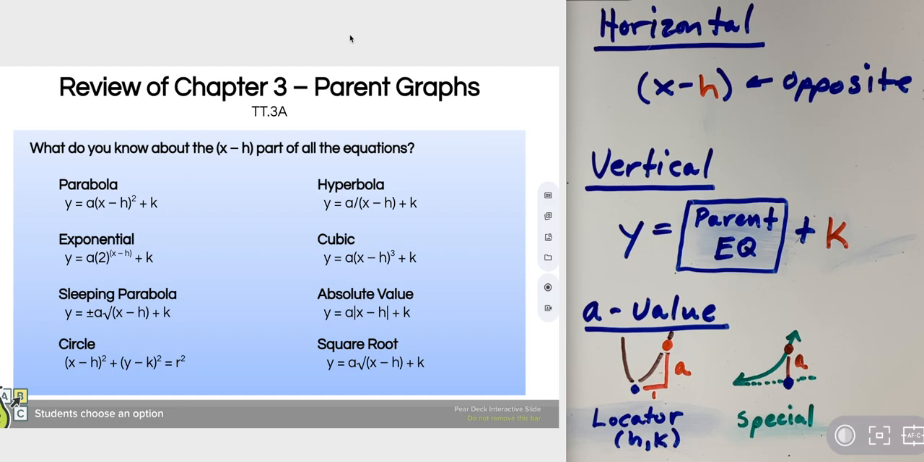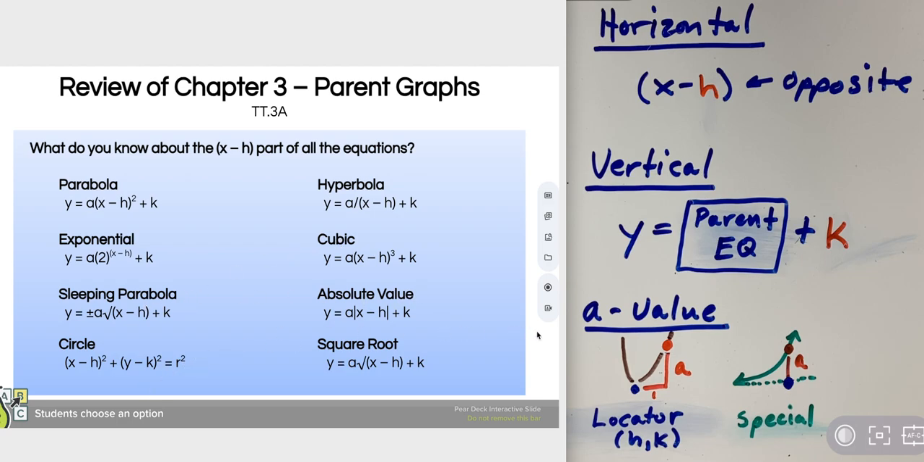All right, welcome. This video is going to walk you through the parent graph equations that we worked with earlier this year. There are 8 of them total. We have parabolas, hyperbolas, exponentials, cubics, sideways parabolas, absolute values, circles, and square root graphs.